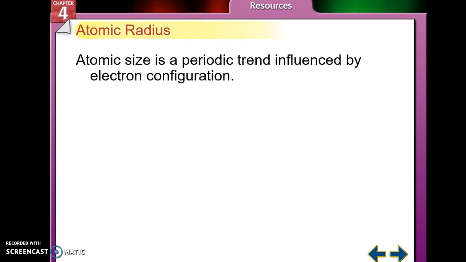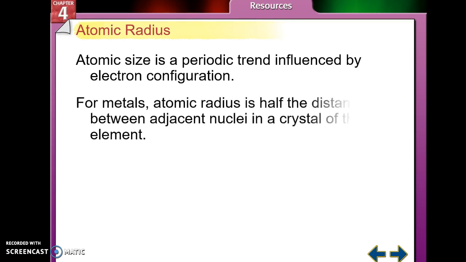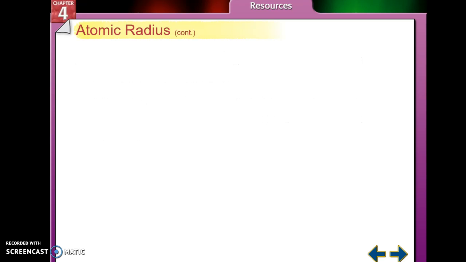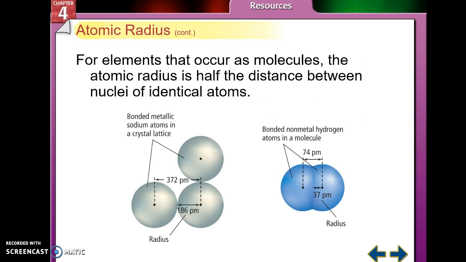Atomic size is a periodic trend influenced by electron configuration. Think about size. What you're generally going to think is that as you get more electrons, the atom is going to get bigger. However, that doesn't always work. For metals, remember, you're always going to measure radius as half the distance between the adjacent nuclei, or basically the distance from the nucleus to the outside of the electron configuration, the valence electrons. So it's half the distance between nuclei of identical atoms.